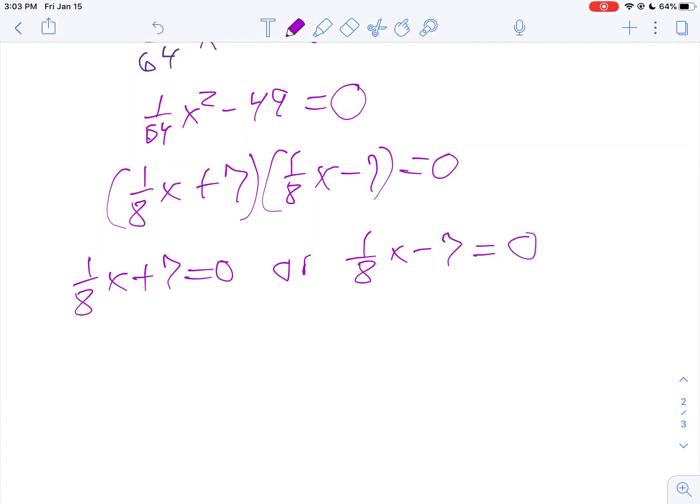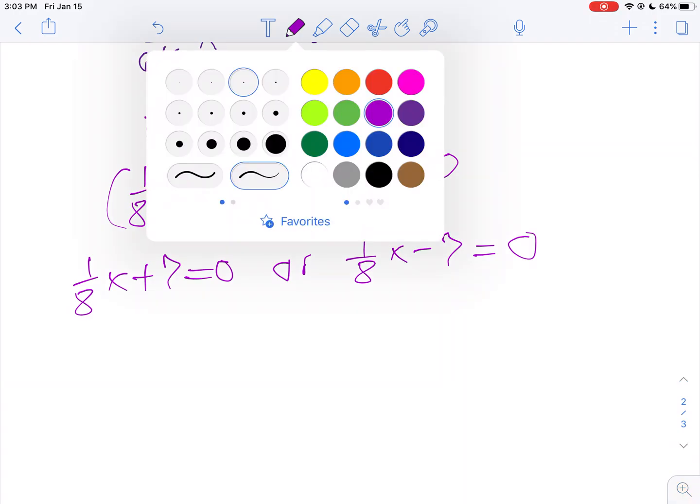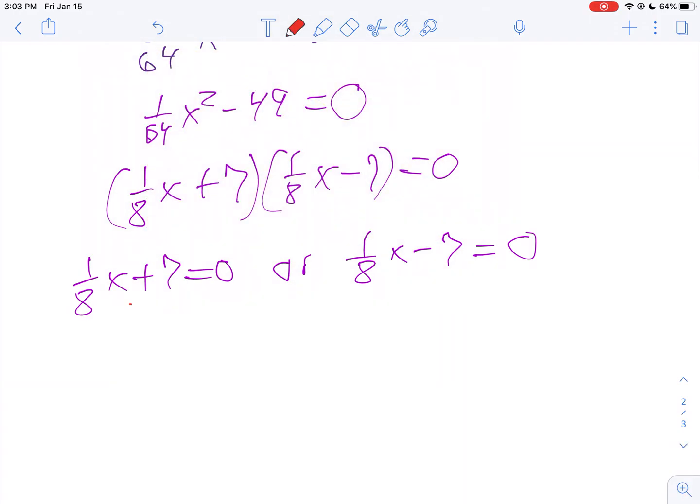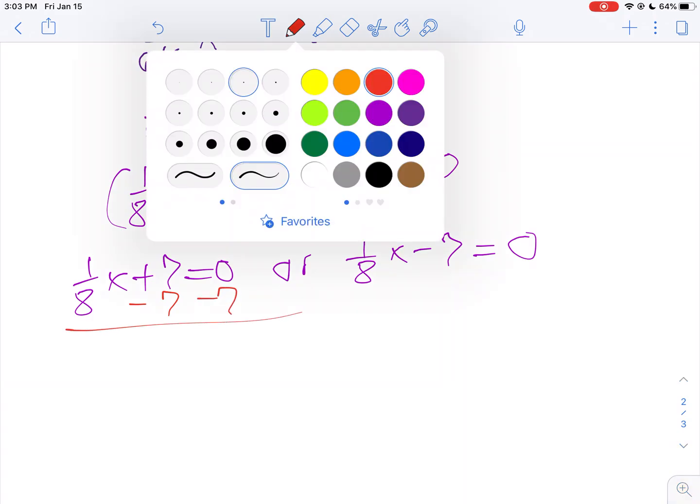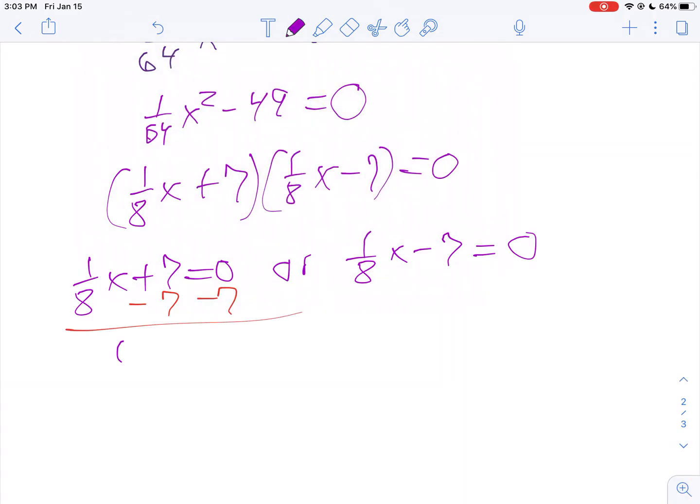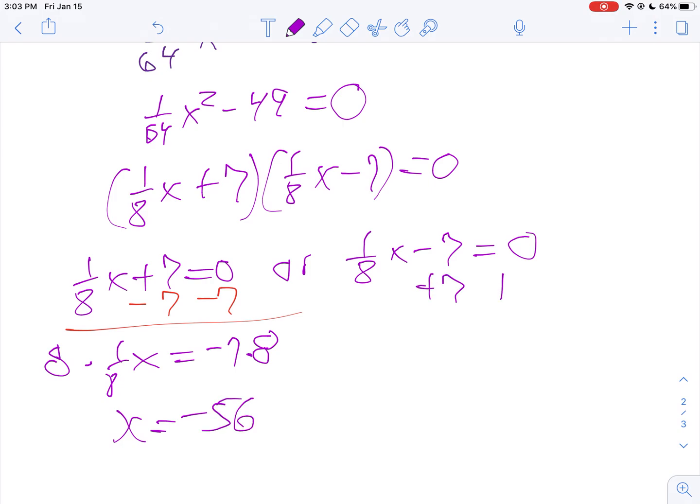Now we solve for x. What is the opposite of adding 7? Well, subtracting 7. So then we get 1/8 x equals negative 7. Multiply both sides by 8, and we get x equals negative 56. For the other one, we add 7 to both sides.